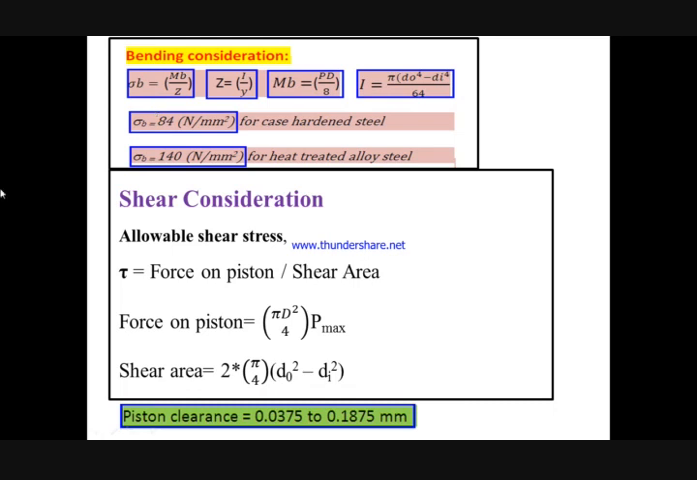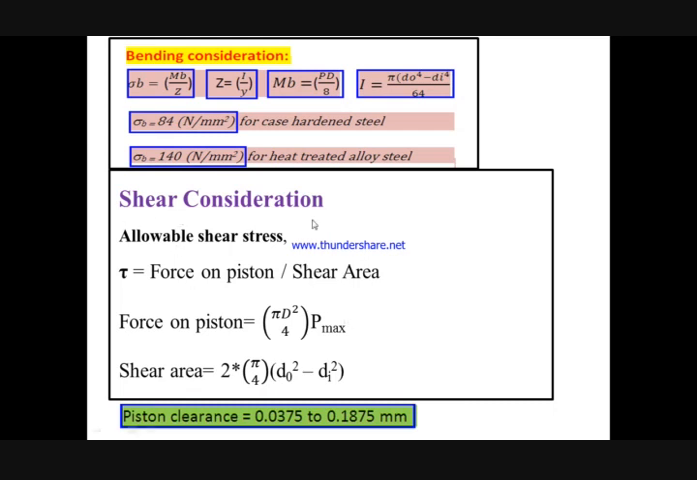Also, if we use heat treated alloy steel, its allowable stress is 140. If you use this material, the stress induced, the sigma B value you calculate, should be less than 140 Newton per mm square. Then only will the piston pin be safe.